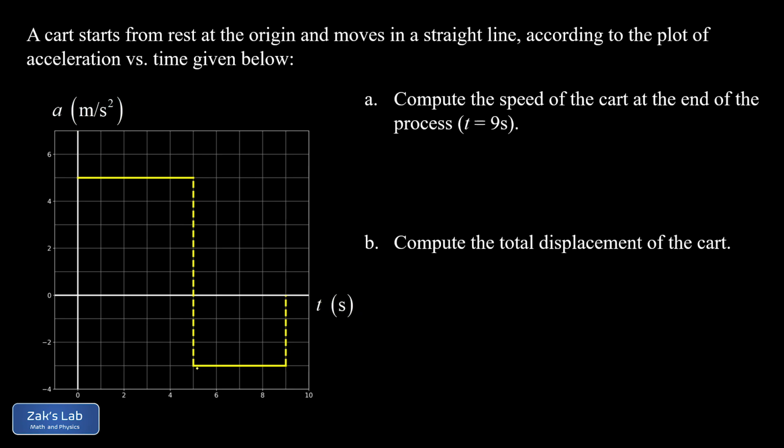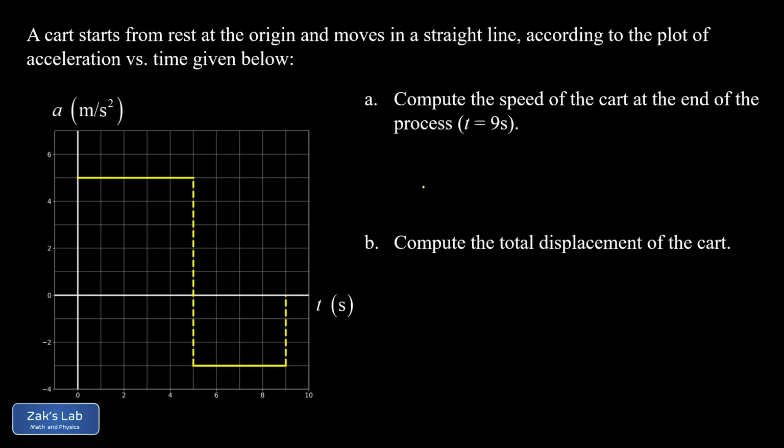It has an acceleration of -3 meters per second squared for the following 4 seconds, and then the process ends at t = 9 seconds. In part A, we're trying to find the speed of the cart at the end of the process, and probably the quickest way to do this is to just look at it in terms of geometry.